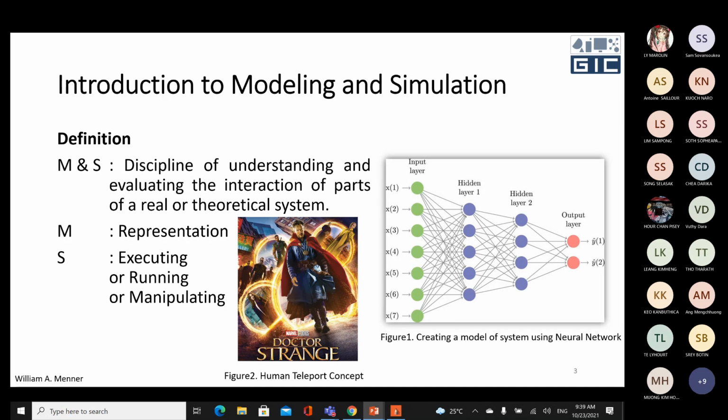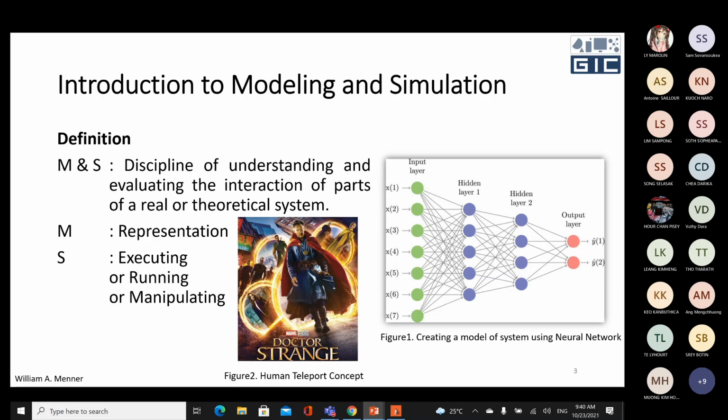If we focus on modeling, we focus on the representations. And if we talk about simulation, we can say that it's about executing, running, or manipulating. You can see Figure 1. I picked this figure from a neural network. So for those who already joined the course on artificial intelligence and learned machine learning algorithms, you will know this structure.